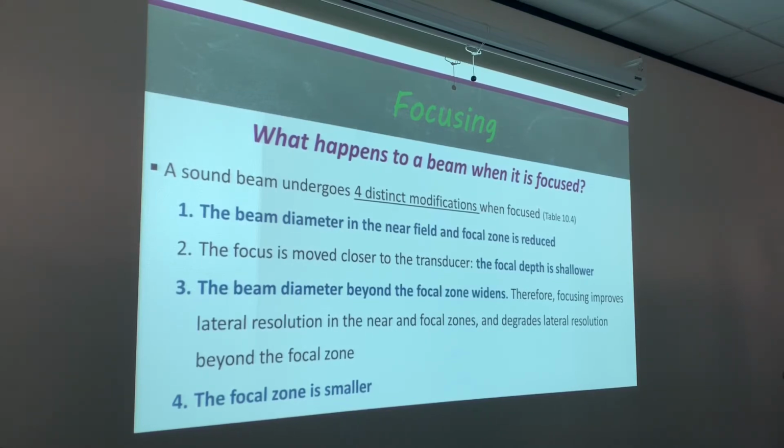Therefore, focus improves lateral resolution in the near and focal zone and degrades lateral resolution beyond the focal zone. Of course, with beam divergence, our lateral resolution is going to get horrible as the beam travels further and deeper. And the focal zone is also smaller when the beam is focused. That's the whole point of it. We're trying to get a narrow beam.